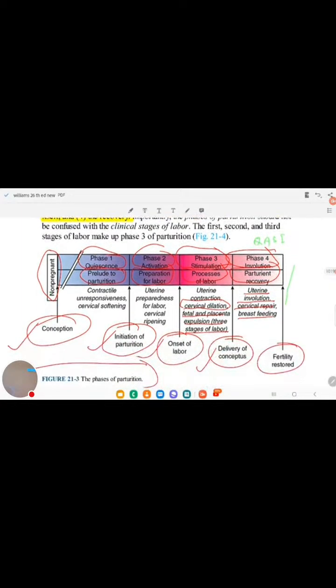Then all the 3 stages of labor are in phase 3, stimulation, the process of labor. Okay. Phase 4, involution, that is parturient recovery. Prelude, preparation, process and parturient: uterine involution, cervical repair, breastfeeding, fertility restoration. Okay. These are all 4 phases of parturition.